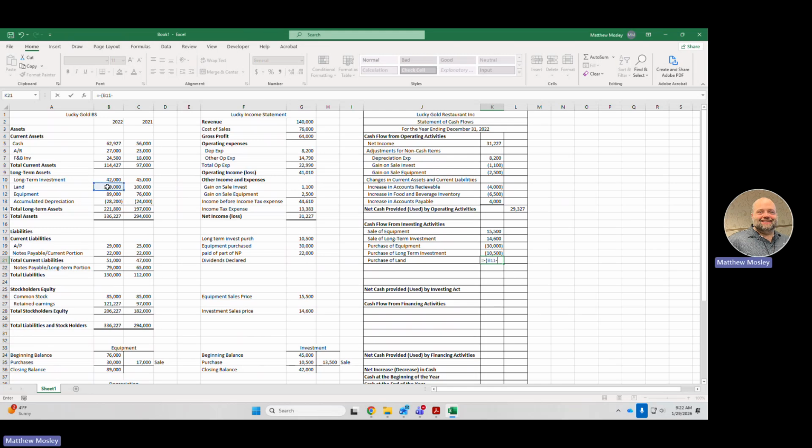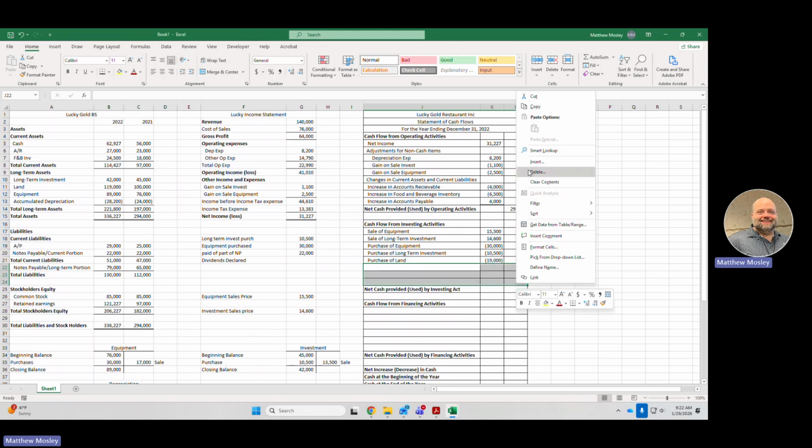And I'm just going to find the difference. And because we purchased it, I put the negative sign out in front of the brackets, right? Negative 19,000. We got to take a look through all of our accounts real quick. Was there anything else that was a cash flow from investing activity? I don't see one, so I'm going to go ahead and get rid of these cells.